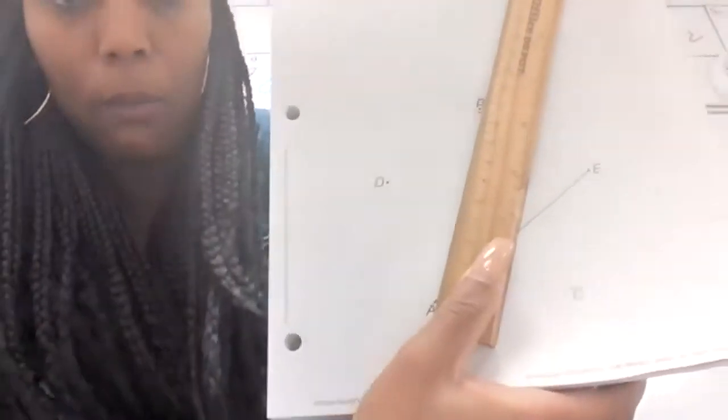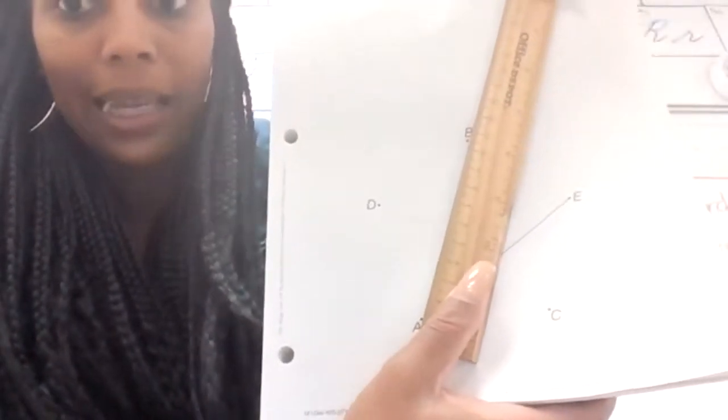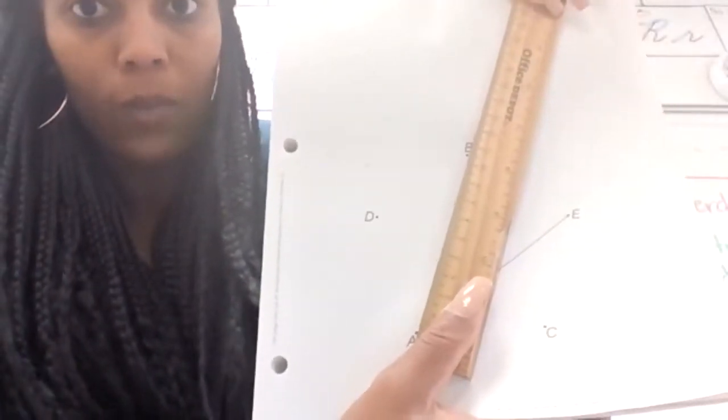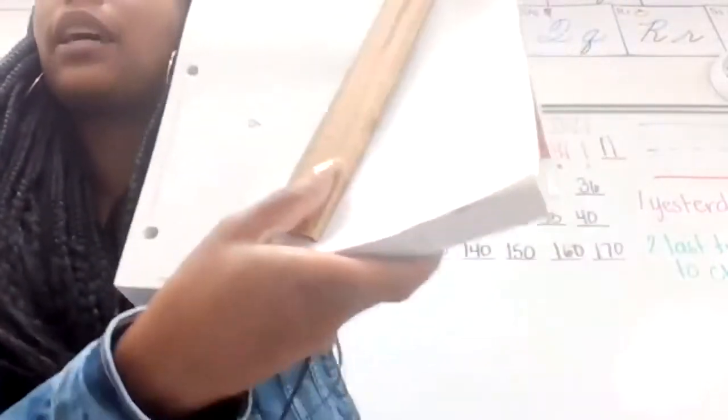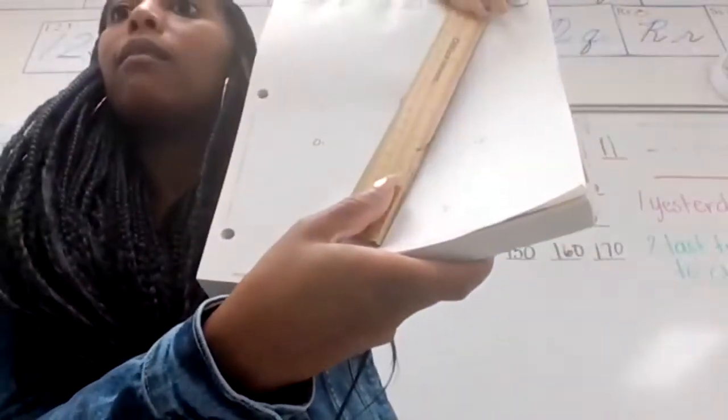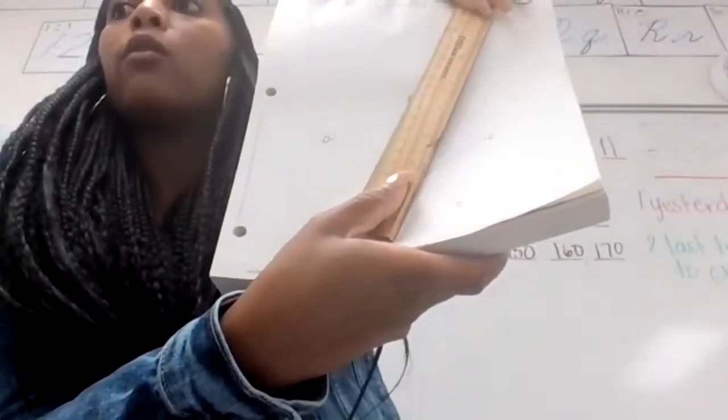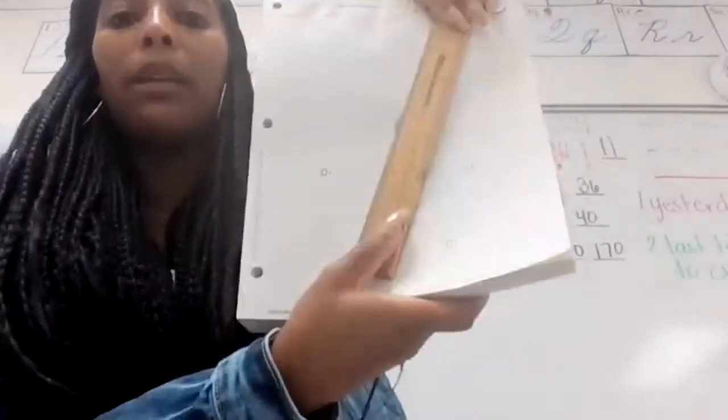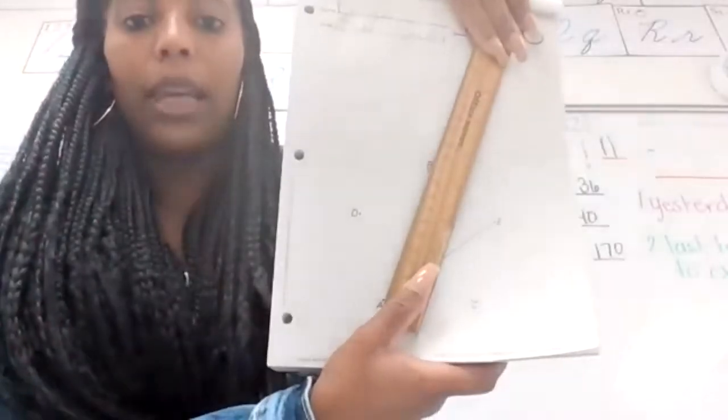As you can see, I have point A down here and point B. So I'm gonna connect point A to point B like this. So look, I'm gonna match the ruler like this. So go ahead and do that. Start on point A and then turn your ruler to where it matches to point B like this.